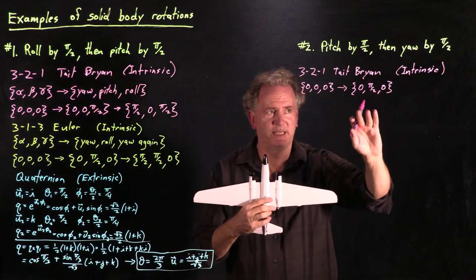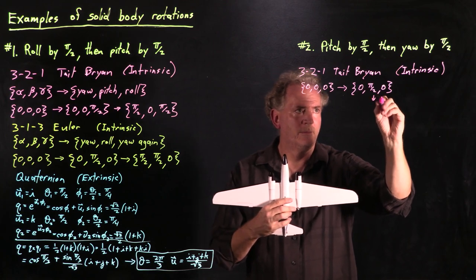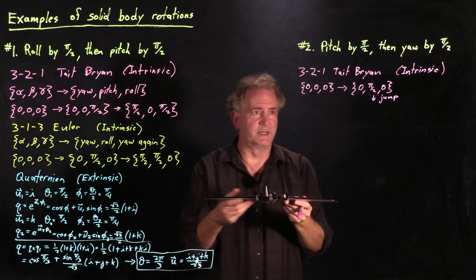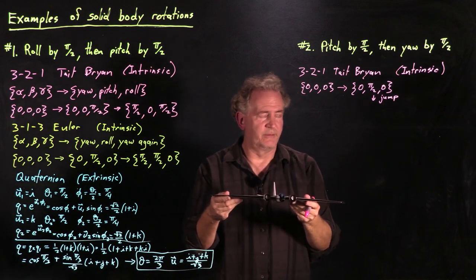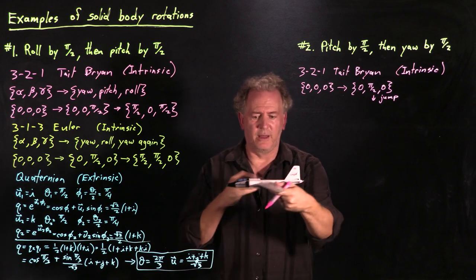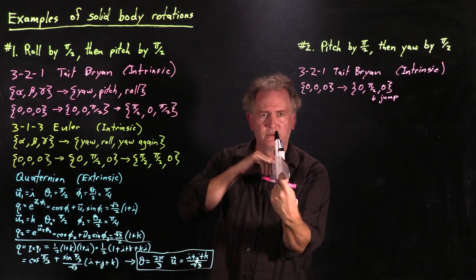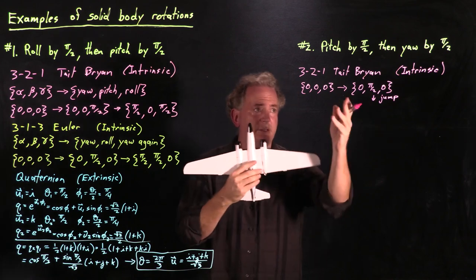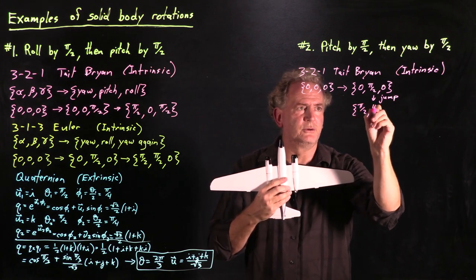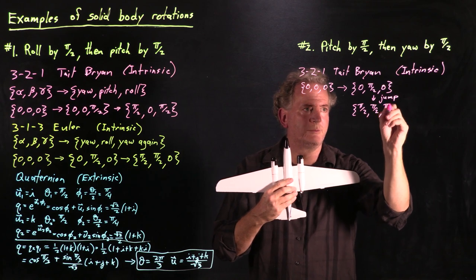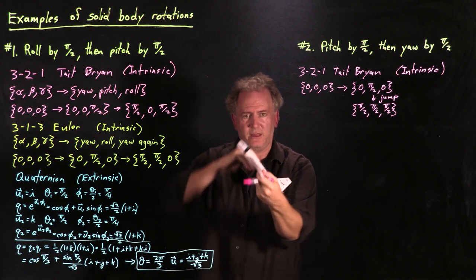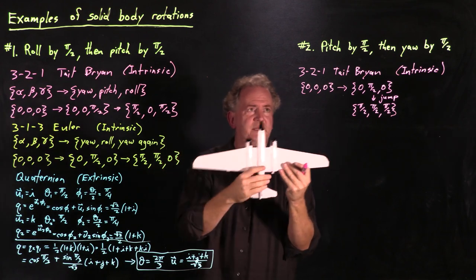So our representation has to take a sudden jump from 0, pi over 2, 0 to, let's see what else works. If we yaw by pi over 2, then pitch by pi over 2, then roll by pi over 2, we get to the same configuration. So let's use that: pi over 2, pi over 2, pi over 2. It corresponds to the same orientation, where we yaw, then pitch, then roll, and we get to this same intermediate condition here.